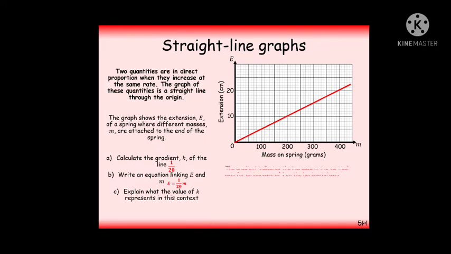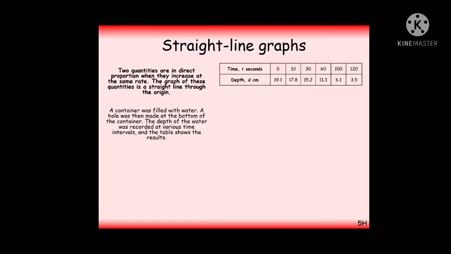And then part c. The gradient indicates the increase in the vertical axis for an increase of 1 on the horizontal. Therefore, k indicates that the extension of the spring increases by 1/20th of a centimetre for every 1 gram increase in mass.